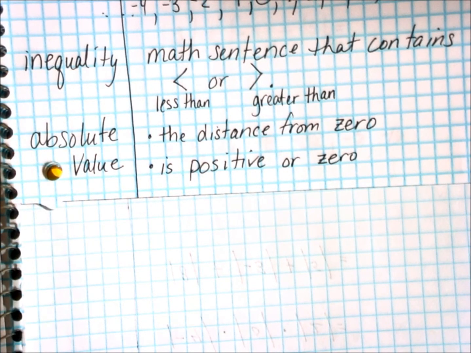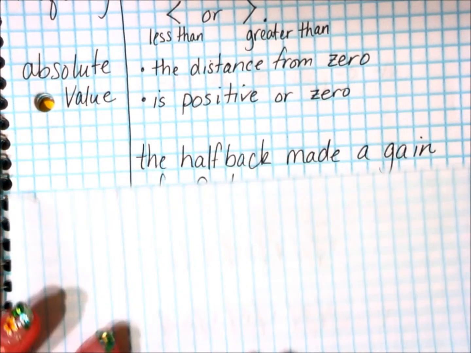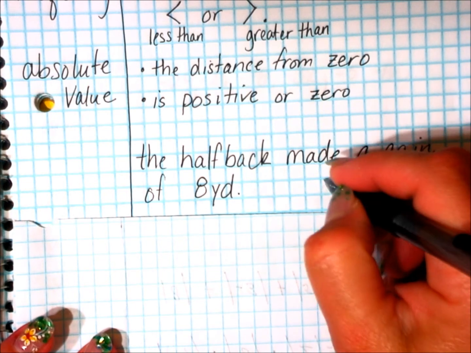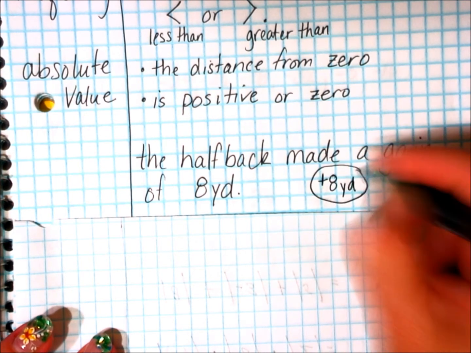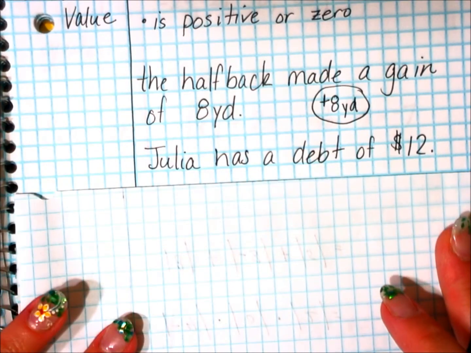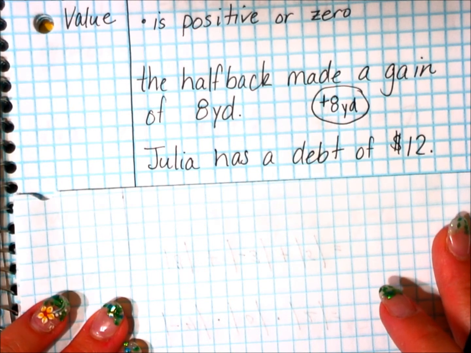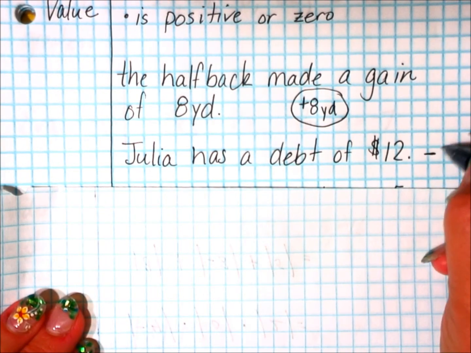So now let's look at a couple of problems. I'm going to start with just deciding if these are negative numbers or positive numbers. So a halfback made a gain of 8 yards. Well, if he gained yardage, that would make it a positive number. So we'd be looking at positive 8 yards. Julia has a debt of $12. Well, she owes someone $12. So that would be a negative $12.